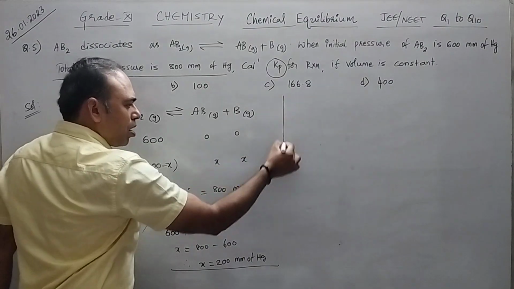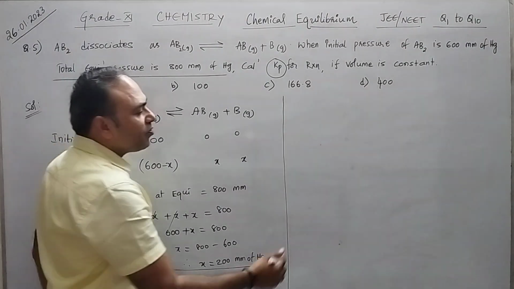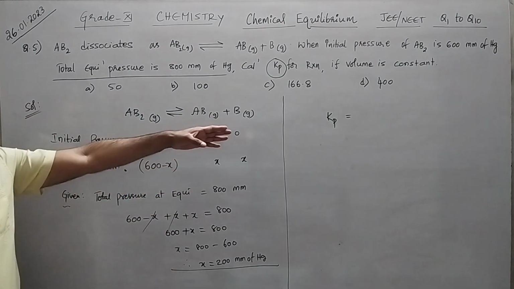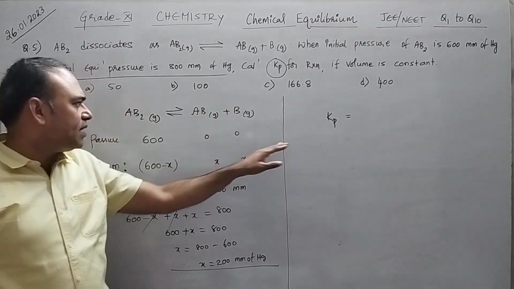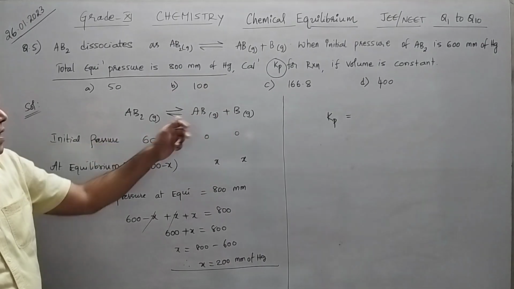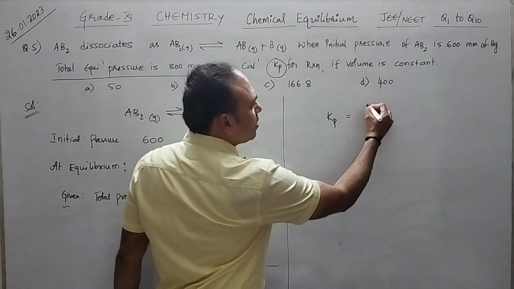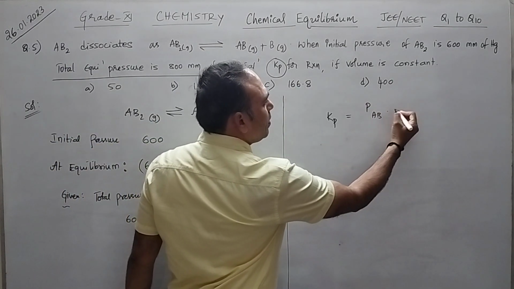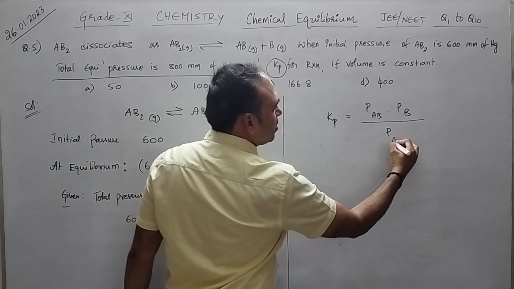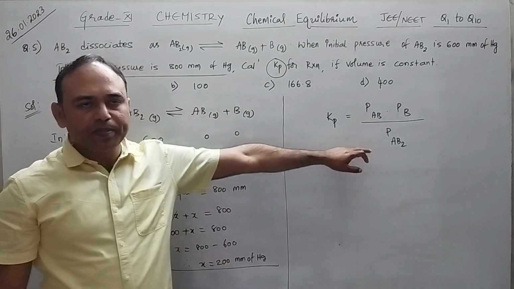Now you can easily identify the Kp value for this. You know the formula, Kp, the equilibrium constant at partial pressure. It is nothing but the partial pressure of the products, AB and B, divided by the partial pressure of the reactants. Hence we can write it like this: partial pressure of AB into partial pressure of B divided by the partial pressure of AB2. So products by reactants partial pressure.